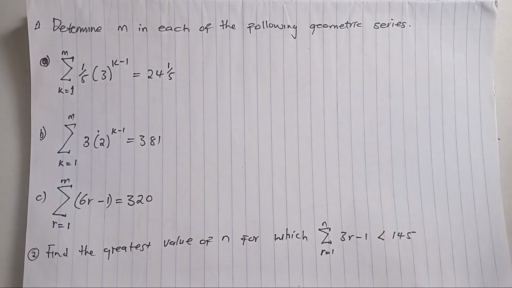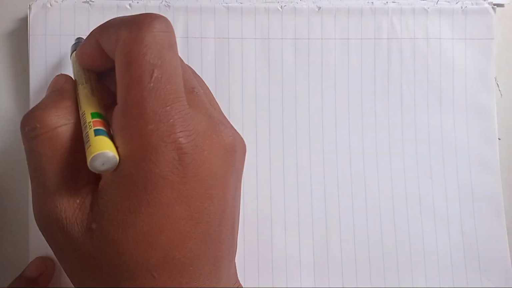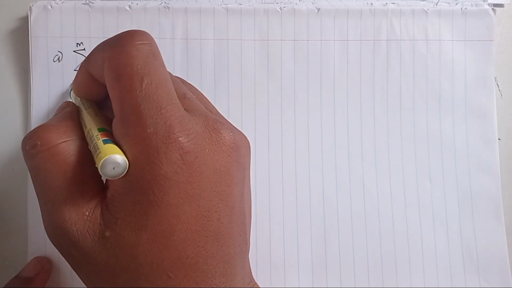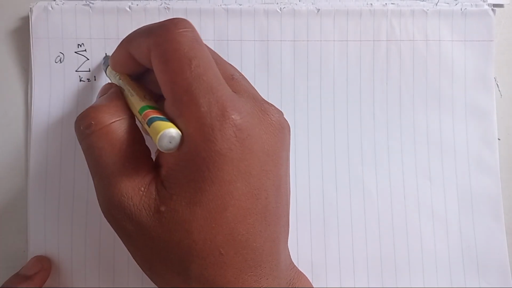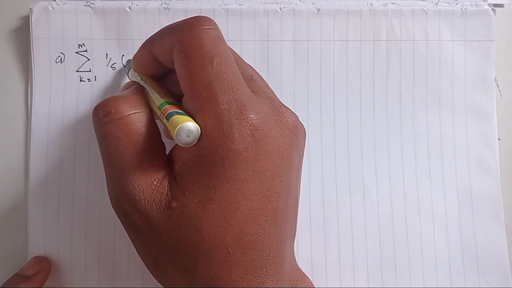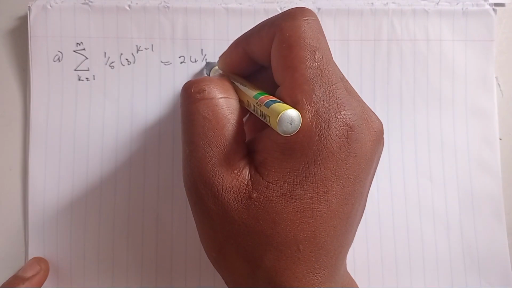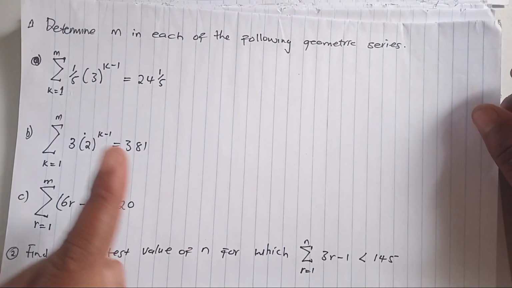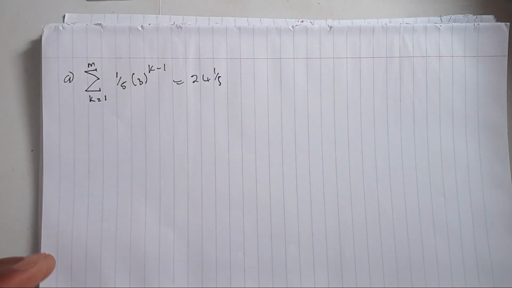Let me just rewrite the first question here. The sigma notation, the sum from k equals 1 till m of 1 over 5 into 3 exponent k minus 1, is equivalent to 24 1/5. Now the question says that we must determine the value of m in each of the following geometric series. Now we are going to try and follow the steps that we spoke about.